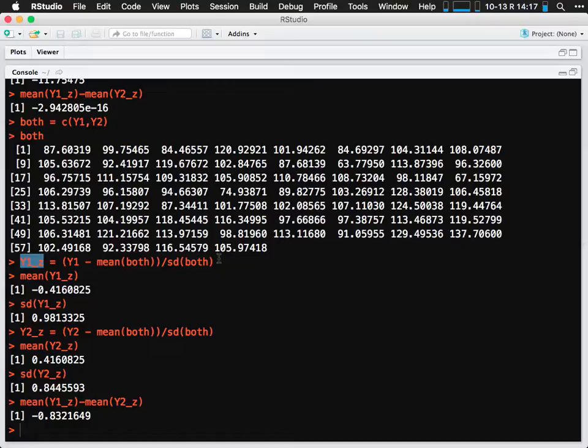The Cohen's d is that divided by... Right, yeah, now it's fine. That's what my problem was.